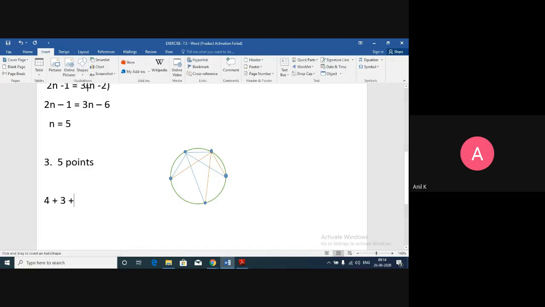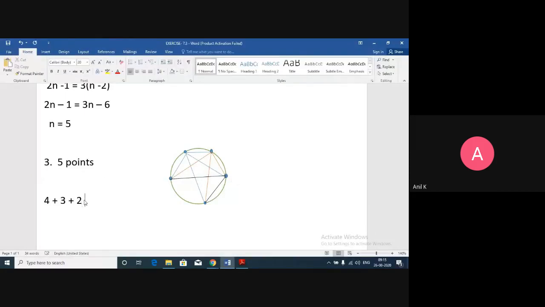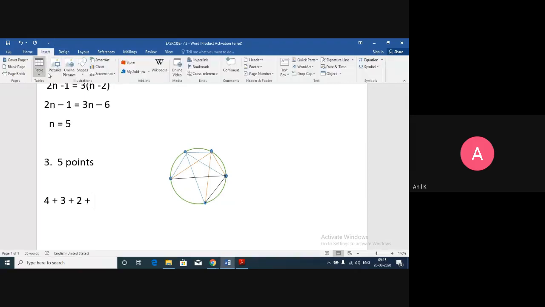Then we have insert shapes here. From the third point, I need not draw to the first point, and I need not draw to the second point, because already the cards are drawn. I have to draw from third point to fourth point. Let me take a different color. From third point to fifth point. So that means you can draw a maximum of two cards from the third point. So press 2.